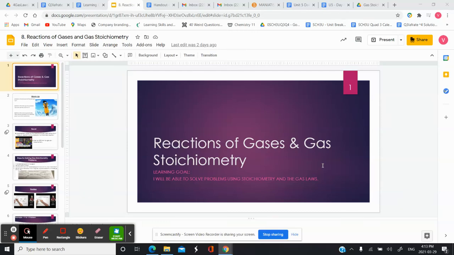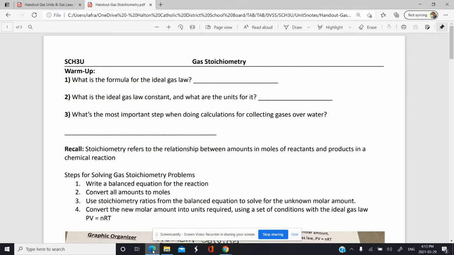In this video, we're going to do stoichiometry using the ideal gas law. So let's go ahead and start off with a bit of a warm-up. We saw the ideal gas law in a previous lesson, and so you should be able to answer this one by now. Remember, there's several formulas for gases, but the ideal gas law specifically is PV = nRT, where R is a gas constant.